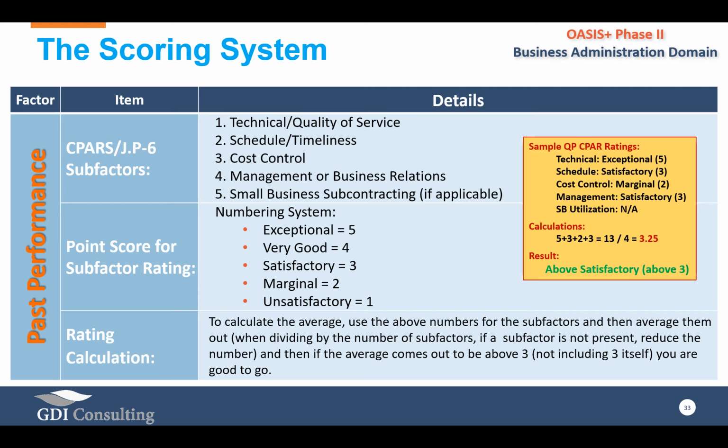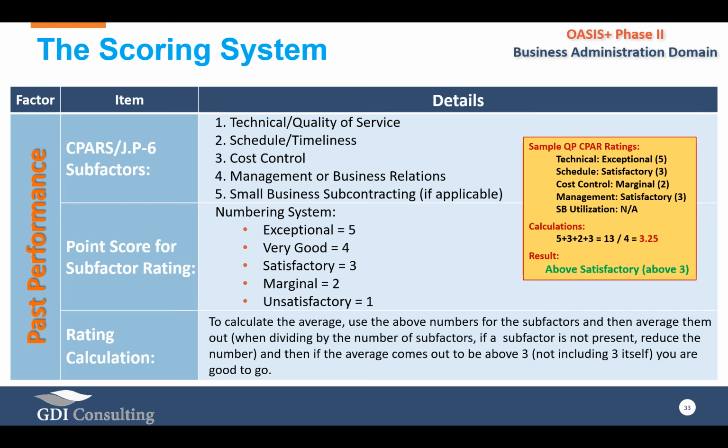Now let's take an example in that orange box I put in here. Assume that our sample contract has these ratings. So for technical, it has exceptional. We put a 5 there. For schedule, it has satisfactory. We put a 3 there. Cost control is marginal. We put a 2. Management is satisfactory. We put 3. Small business utilization is NA. We don't count that. So how do you calculate?